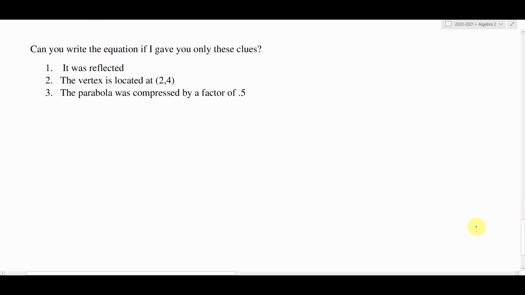All right, one more here and then we'll call it a day. Can you write the equation if I gave you only these clues? All right, so this is kind of like the other one. We have some verbal clues. We want to write an equation for this thing. So I'm going to start off with my graphing form for a parabola. All right, because I know that this is what my equation is going to look like. I need to figure out these three things again, a, h, and k. So first thing it tells me, one, it was reflected. Okay, there's my negative. And it says the vertex is located at 2, 4.